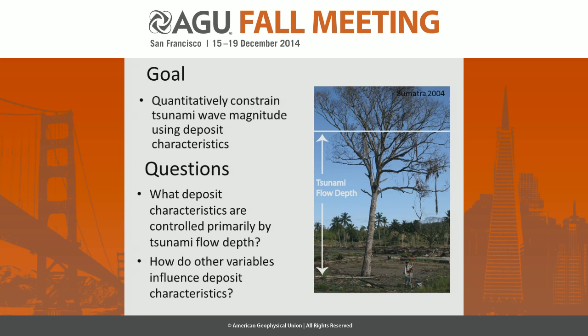So the overarching goal of our study is to quantitatively constrain tsunami wave magnitude using deposit characteristics. And the main sub-questions that I'm going to be focusing on in the talk today are what deposit characteristics are controlled primarily by tsunami flow depth, and then how do other variables outside of flow depth influence the deposit characteristics we see.